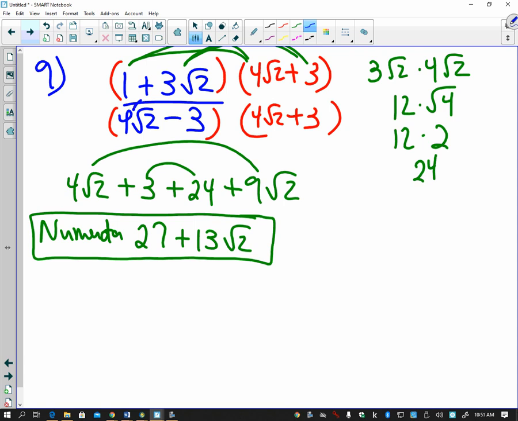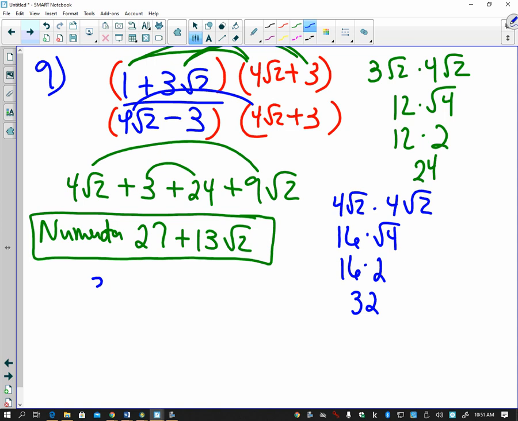So all I really need to do is 4 radical 2 times 4 radical 2 and negative 3 times positive 3. So 4 radical 2 times 4 radical 2, what's 4 times 4? 16 times radical 4, 16 times 2, 32. Okay, so I have 32, and then I have negative 3 times positive 3 is negative 9. 32 minus 9 is 21. Oh, I'm sorry, 23, right? 23.